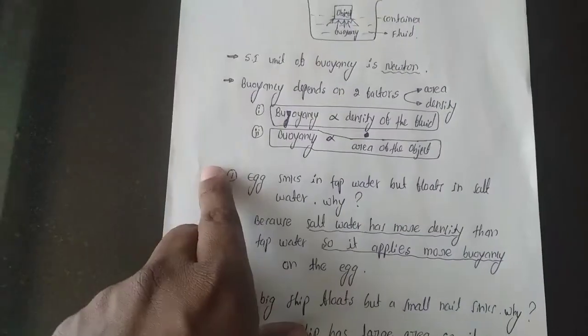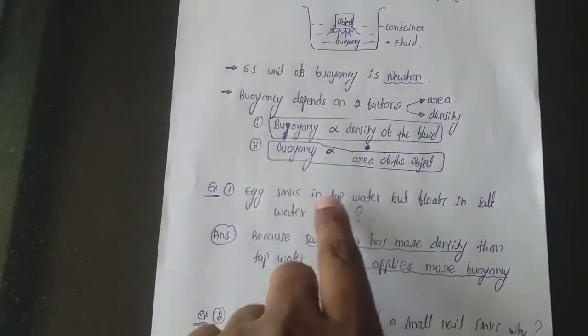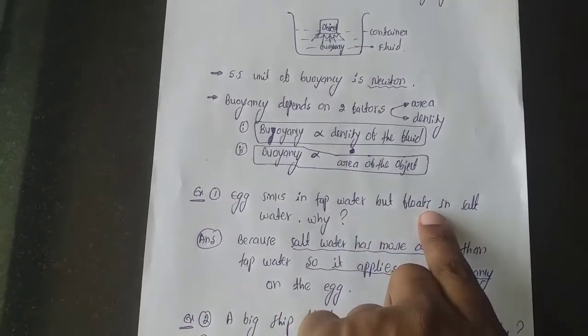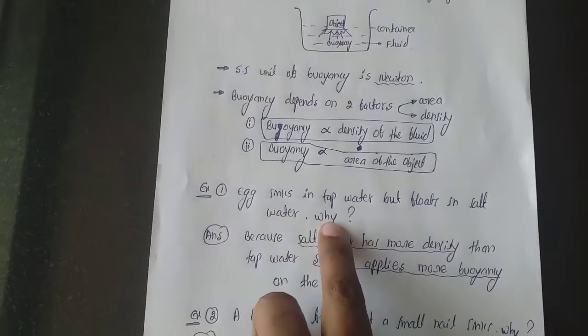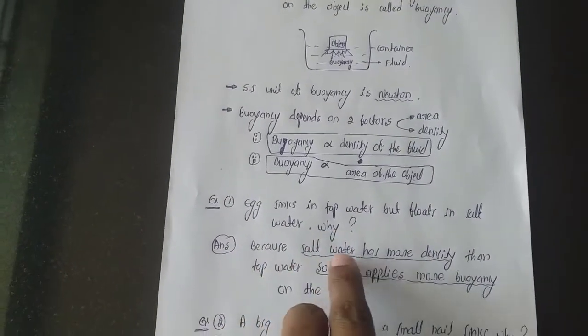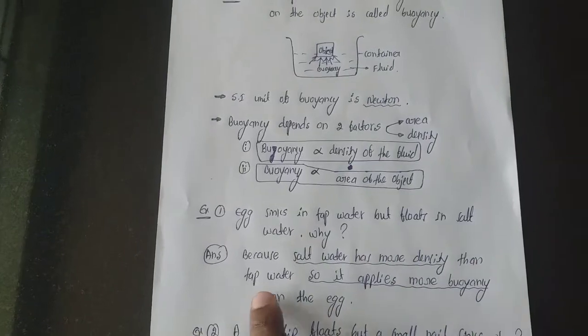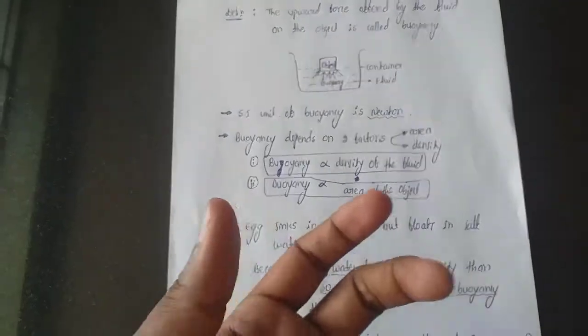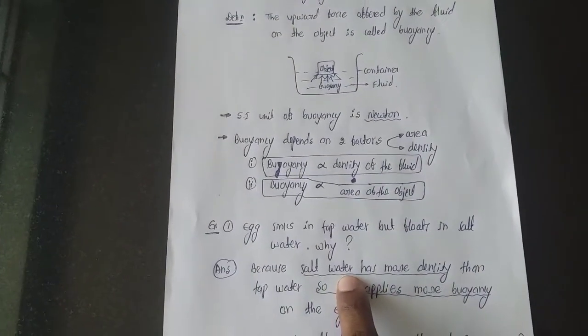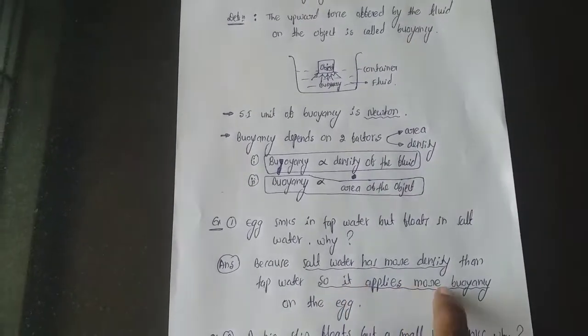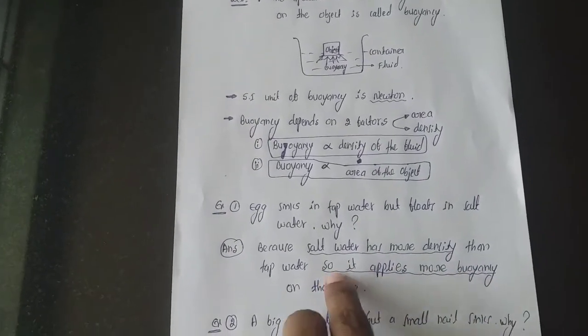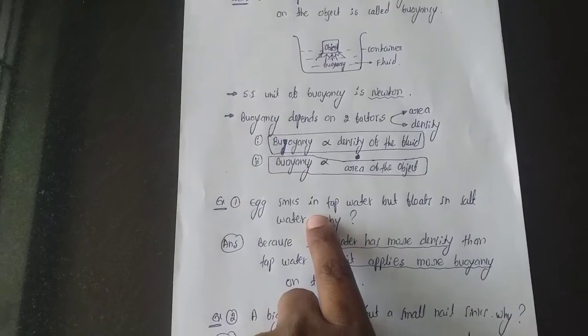For example, the egg sinks in tap water, but it floats in salt water. Why? Because salt water has more density than tap water. So we have increased the density of the water, and it applies more buoyancy. That is why the egg floats in salt water and sinks in tap water.